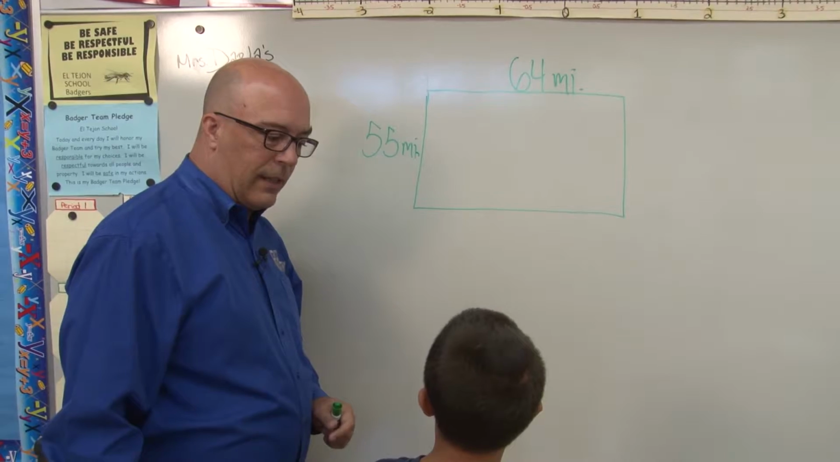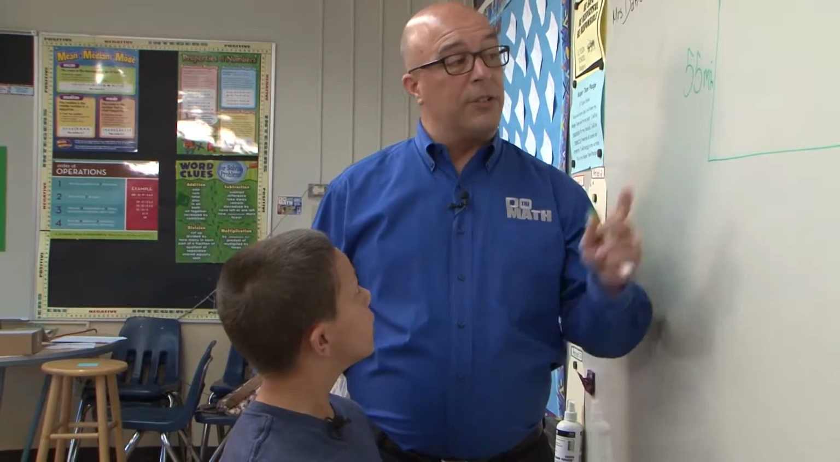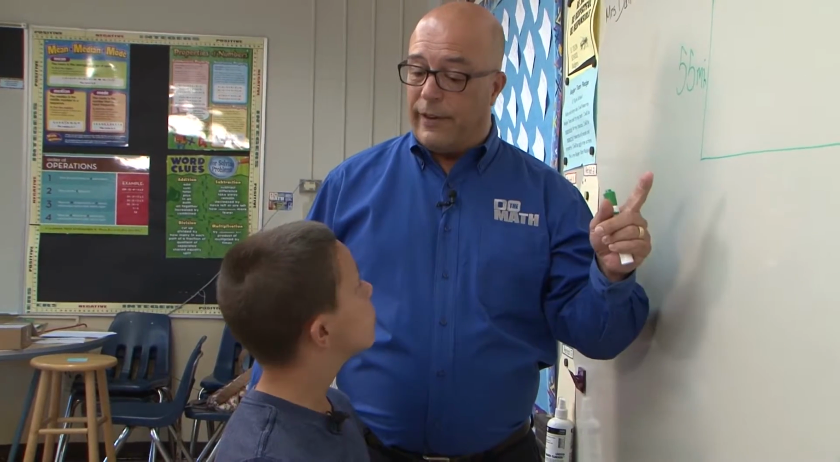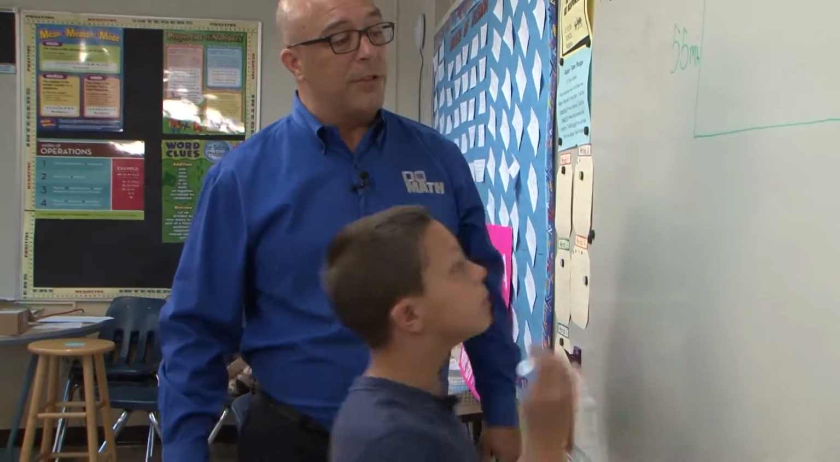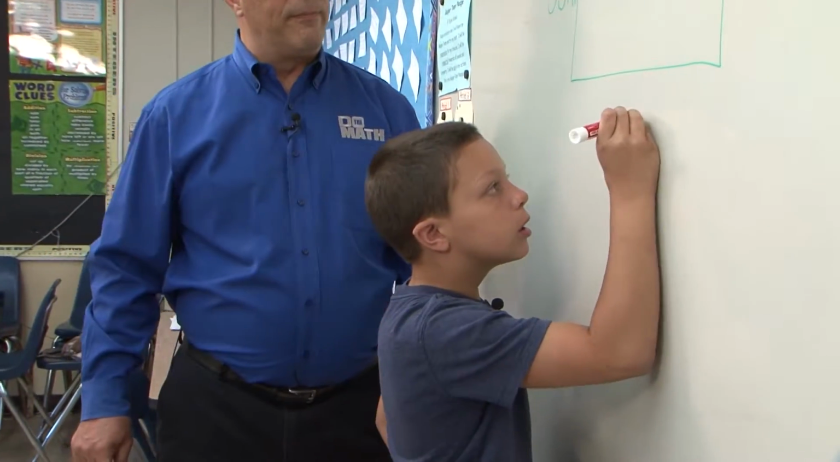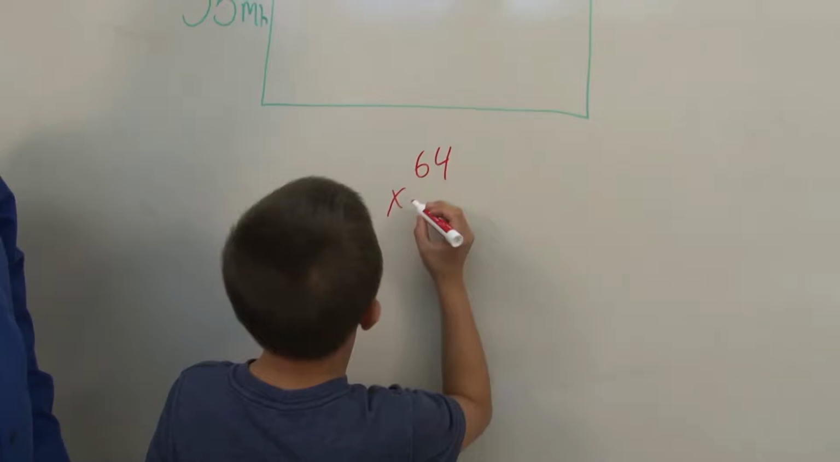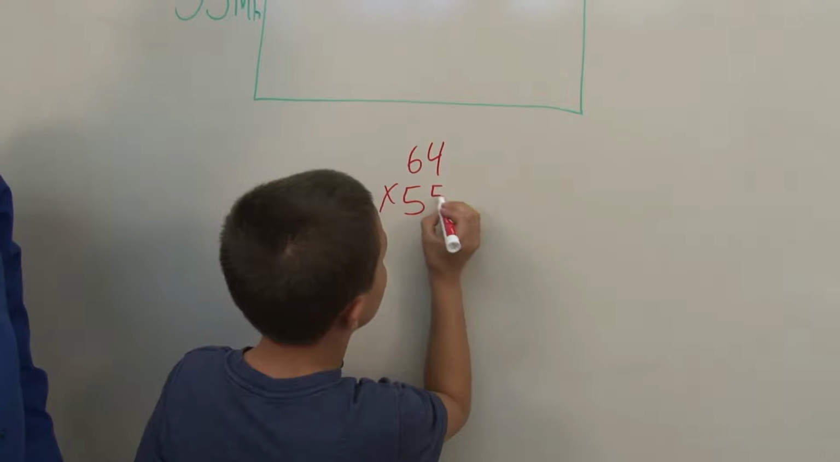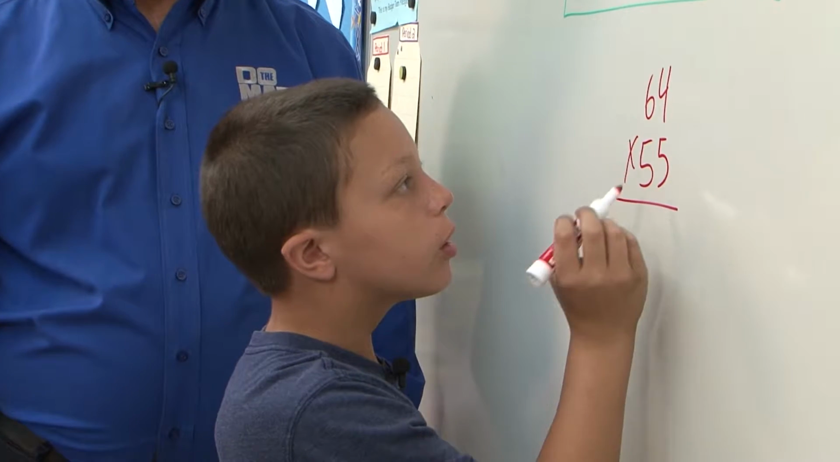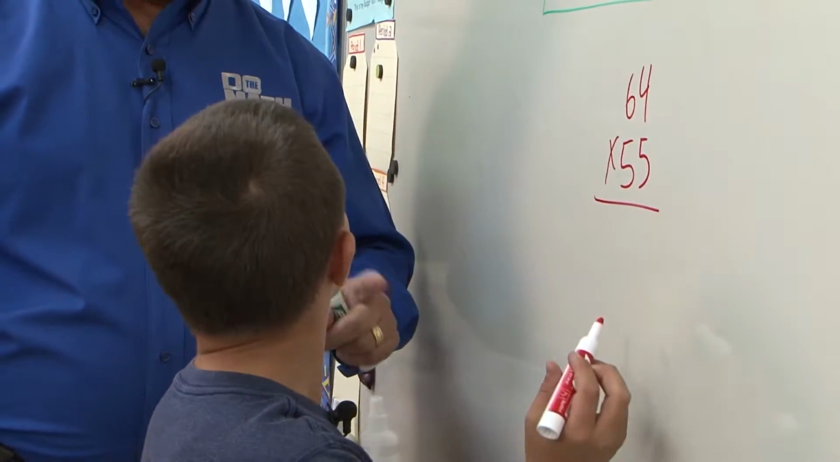So in order to find out area, how would you figure this out? Times. You would times. What would you times? 64 by 55. Okay, so the length times the width, and then we'll find area. So go ahead and write down those numbers and let me know how you're doing this. So explain to me what numbers you're multiplying as you do this.